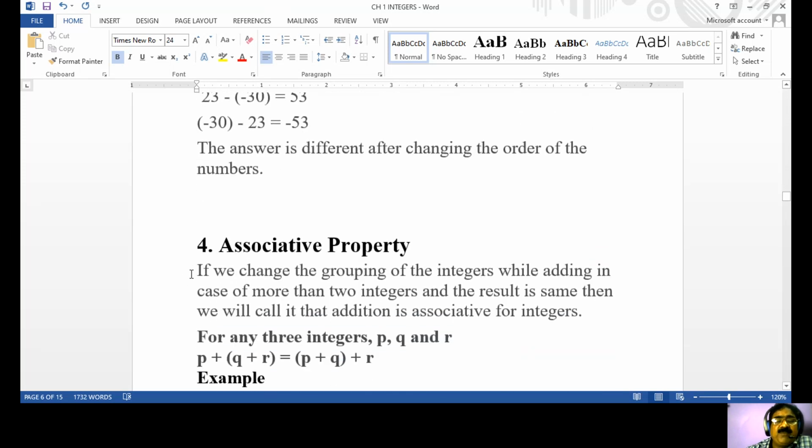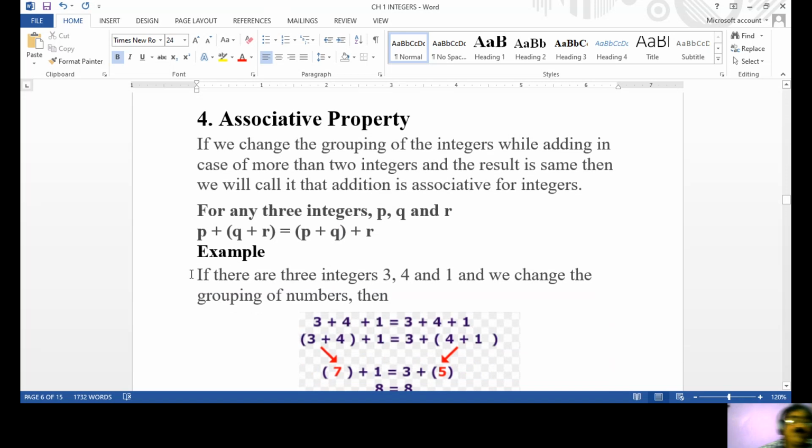Now, the associative property. Children, what is the associative property? Please see. If we change the grouping of the integers while adding more than two integers and the result is the same, then we call it addition is associative for integers. For any three integers p, q and r, p plus (q plus r) has one group q plus r, and (p plus q) plus r has one group p plus q, then we are adding r.